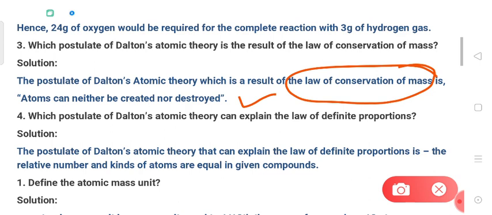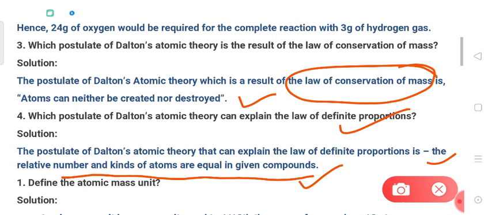Now, which postulate of Dalton's atomic theory can explain the law of definite proportions? This is the postulate that the relative number and kinds of atoms are equal in a given compound. This is the postulate from Dalton's atomic theory that explains the law of definite proportion. According to this postulate, the relative number and kinds of atoms are the same in a given compound.